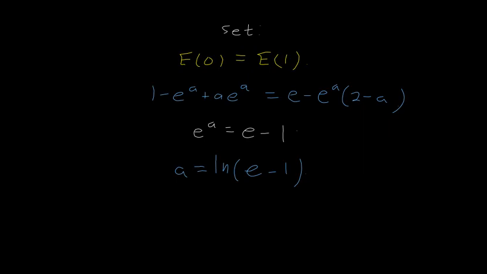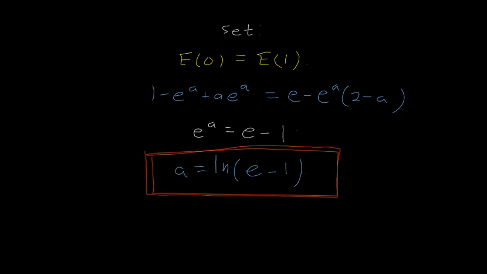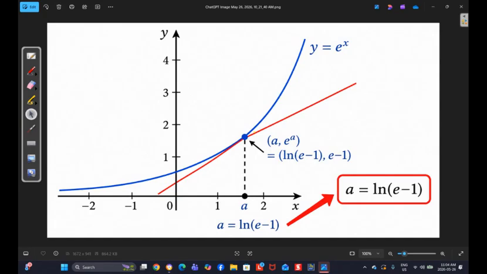As you can see here, the result that we just found matches exactly the geometric description that I have here. A equals ln of e minus 1. That is the value of a that will minimize the error function, the maximal error function. Okay, so the tangent line should touch e to the x, right?